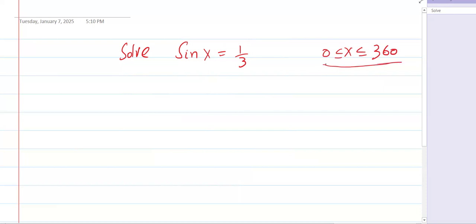First one is: solve sine of x is equal to 1 over 3, where x is greater than or equal to 0 and less than 360. I told you it is from 0 to 360, so you need two values. First value will be your principal angle. When you have to solve, the first thing is to take the principal angle.